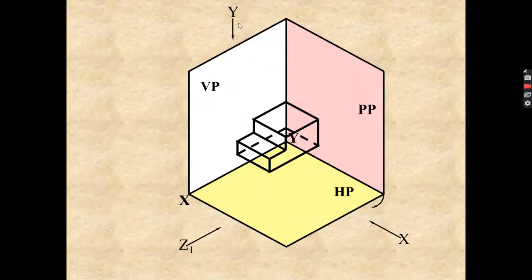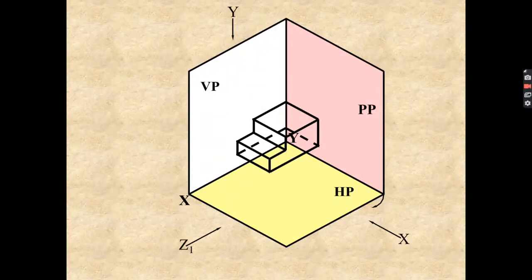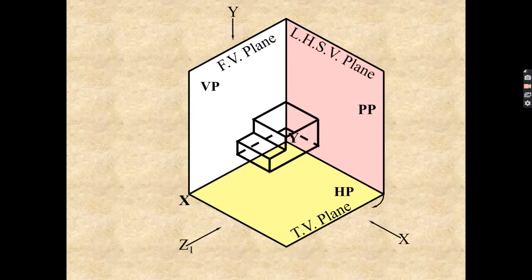Similarly, if you put the light or you see the object from the top, then you will get the projection of the object on the horizontal plane. And from this side, you will get the projection on the profile plane. This is also called the side view. If you look at the object from the top, the projection you get is called the top view. Similarly, the projection on the vertical plane is called the front view. So this is your front view plane, where you are getting the front view of the object. This is your top view plane, and this is your side view plane.